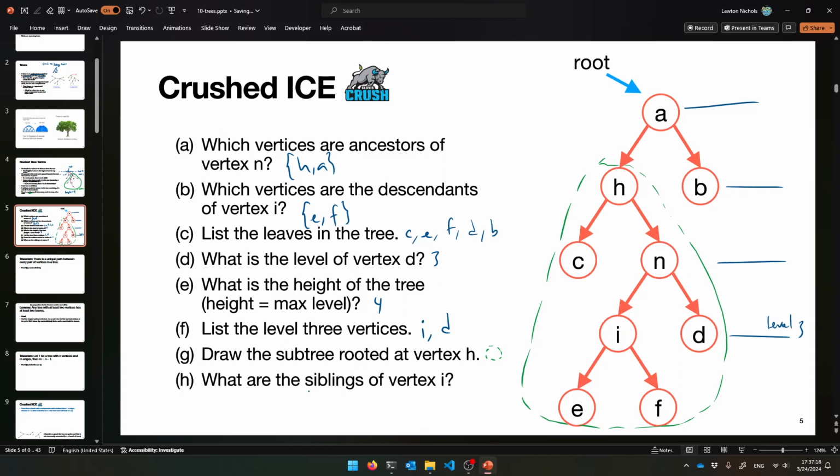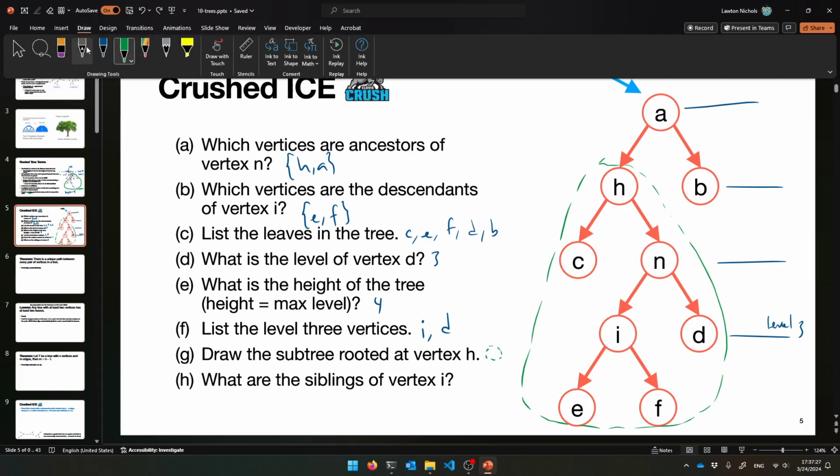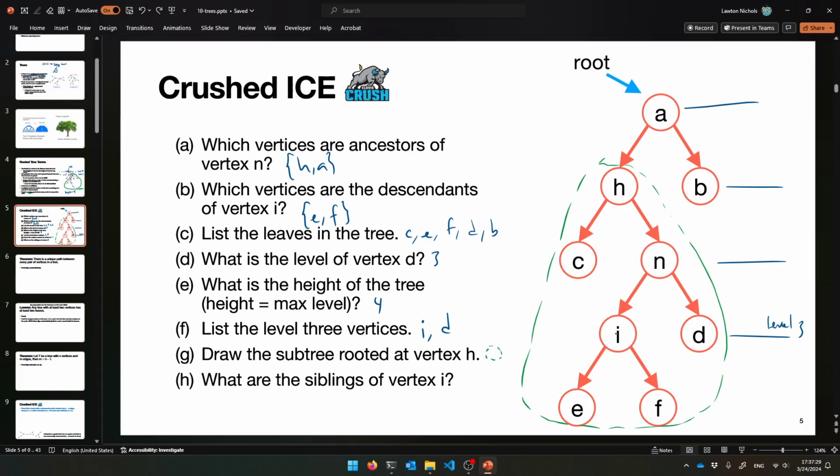And then we'll talk about, all right, what are the siblings? That's a thing, right? You can imagine that siblings are a thing. What are the siblings of a vertex I? Like, think of parent and child relationships. So here's I. What are the siblings of vertex I? Well, or is it like brother or sister?